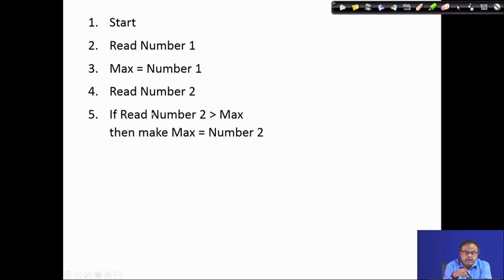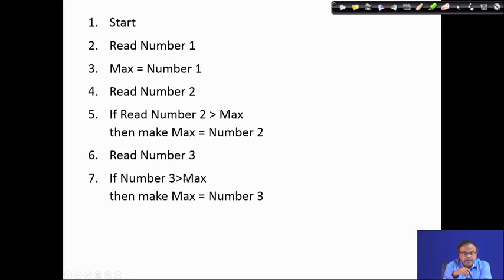Okay. If the number read, if it's badly written, read number, it is wrong. If number 2 is greater than max, then make max number 2, all right. Then read number 3. If number 3 is greater than max, then make max number 3, otherwise you are continuing. So, if number 2 is not greater than max, then I am reading number 3, I am not doing this part. Okay. This is another way of explaining the pseudocode.